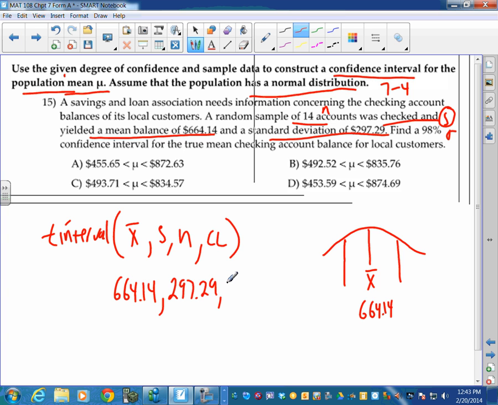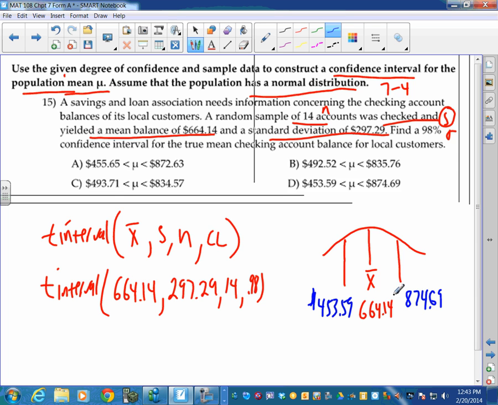N is what? 14. Confidence interval is 0.98. T interval. It is not asking for the error, just bounds. So what's the number on the left? 453.59. You don't need the error. And the number on the right is?